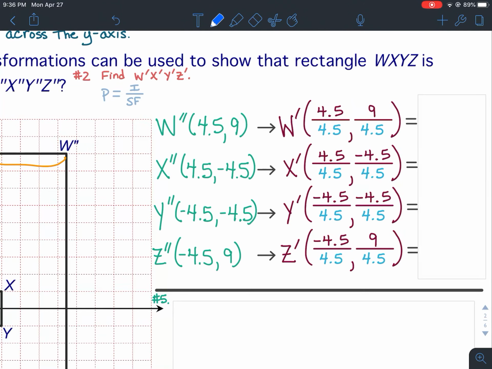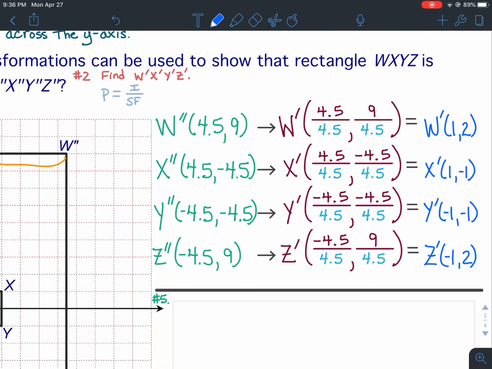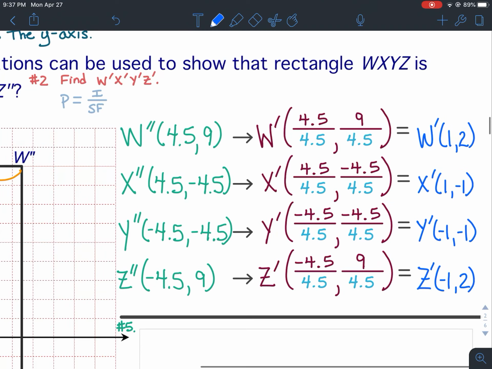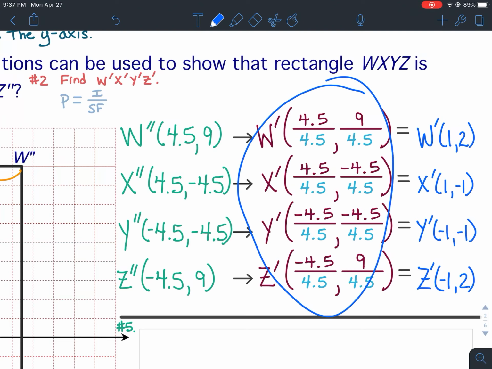So if I take each of those and I divide by 4.5, for W prime, I get 1, 2. For X prime, I get 1, negative 2. For Y prime, I get negative 1, negative 1. And Z prime, I get negative 1, 2. Go ahead, pause your video, and get all of step 2 copied down. Make sure you get everything. Okay, before we move on to step 3, please make sure you have all of that there, because that is worth a point.